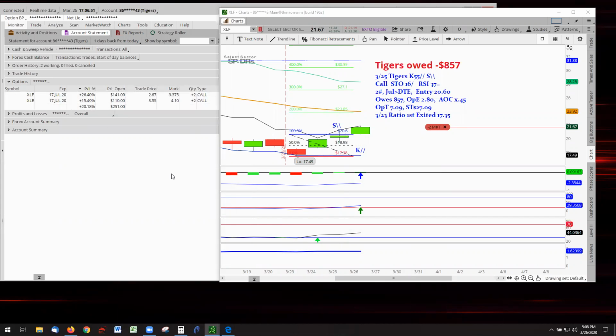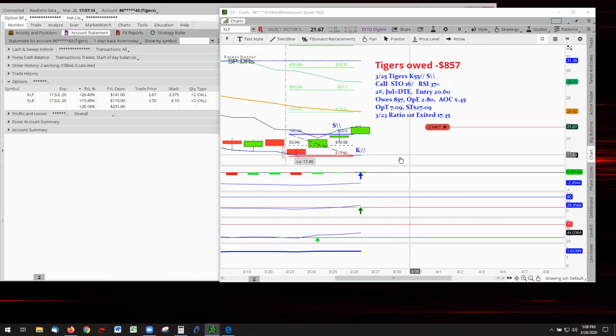Now, we have been in puts for almost 2 weeks, if not three. In addition, we're having a struggling time trying to find opportunities within our criteria. But the patience has paid off. Now, the XLF owes us $8.57. We have two contracts, and this is a ratio trade.